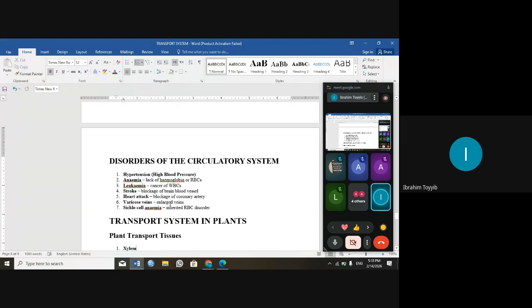Varicose veins, that's enlarged veins. Sickle cell anemia, that's an inherited red blood cell disorder. So instead of the red blood cell being a biconcave disc shape, it will be in the form of a sickle. You know the sickle in agriculture that they use to cut rice, how it is curved. So that's how the blood cell will be curved. The blood cell that is supposed to be in a disc shape will now curve. So that's a disorder of the red blood cell.